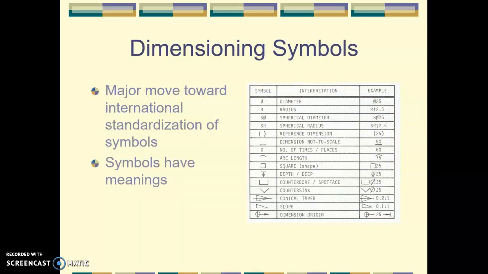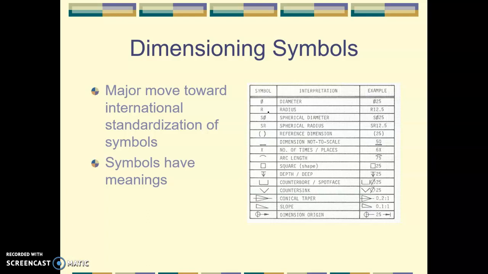Going along with that idea is the use of symbols. So symbols are preferable to abbreviations because symbols are not strictly tied to a language. This symbol here can be universally understood to mean diameter rather than the abbreviation DIA, which only makes sense if you speak English and understand the word diameter.